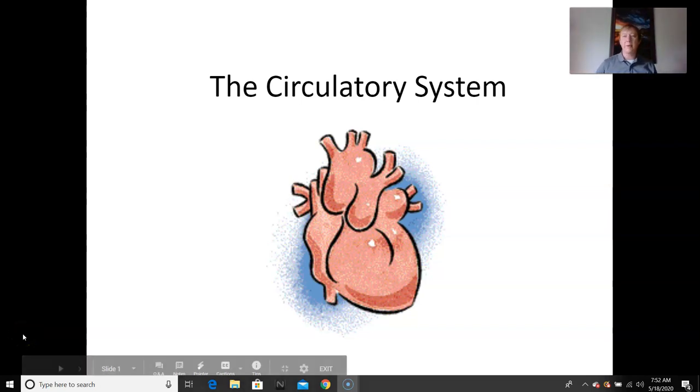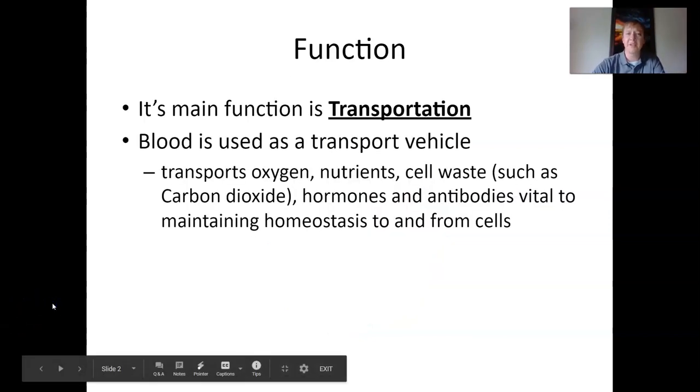Hey, good morning, everybody. So what we're doing today is kind of finish up the main part of the notes for the circulatory system. I still have to go through some of the diseases and some of the issues that can happen with the circulatory system. Today is going to be kind of the last day for those key notes.